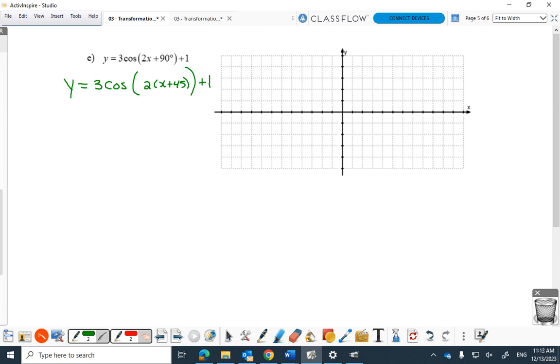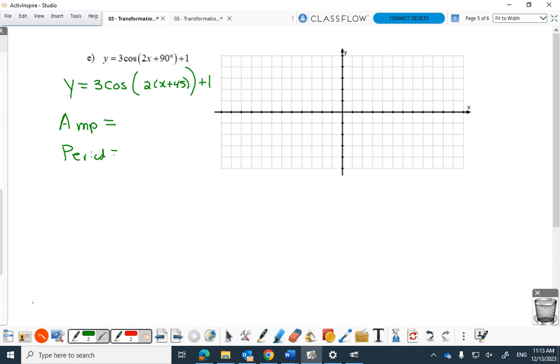Okay, here's what method 2 people will do. They won't worry about the phase shift or the vertical translation. That's part of the fun of method 2 later. We'll do that later. All they worry about is, give me the amplitude and give me the period.